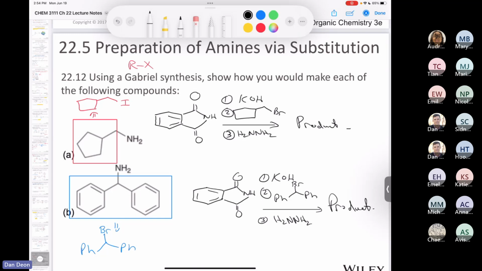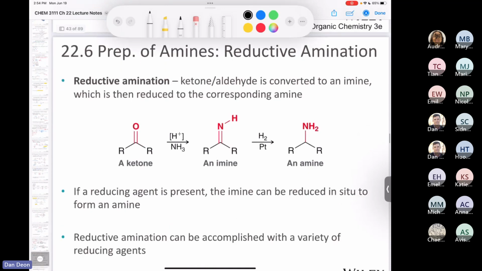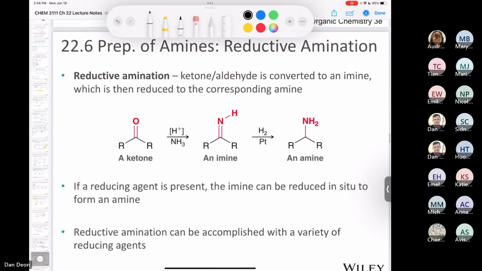So now we've made it all the way to reductive amination, which is a brand new reaction. So let's take a look here. Reductive amination is the way that we convert an aldehyde or a ketone to an imine, and then we reduce the imine to an amine.